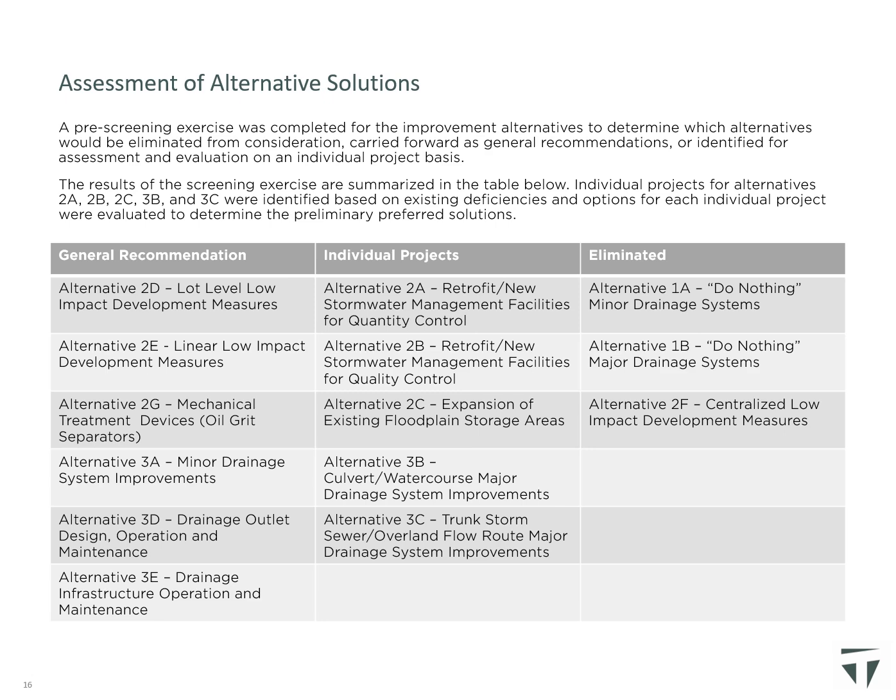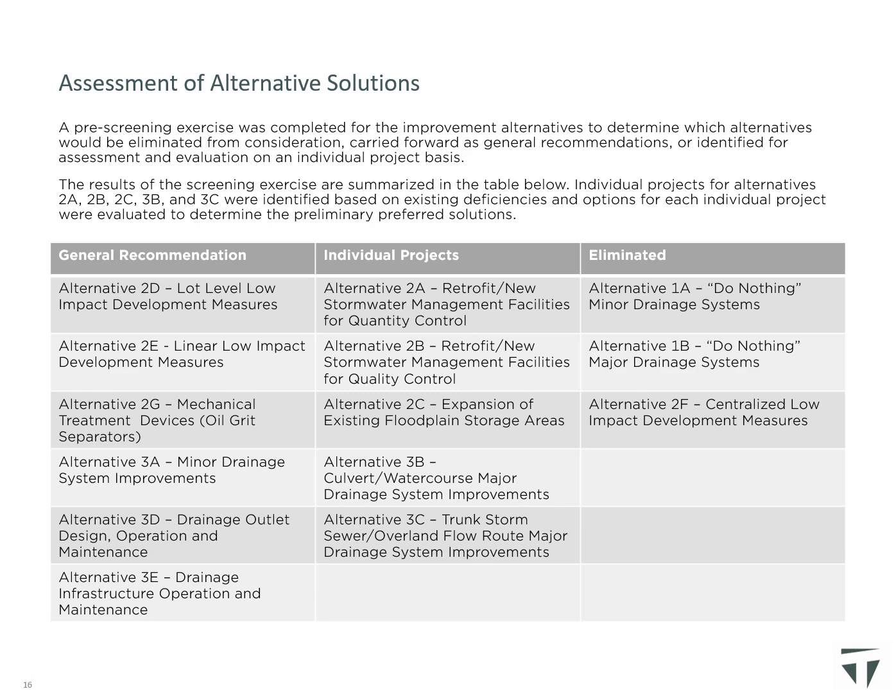The pre-screening assessment identified that improvement alternatives 2A, 2B, 2C, 3B, and 3C should be assessed and evaluated further on an individual project basis. Individual projects for alternatives 2A, 2B, 2C, 3B, and 3C were identified based on existing deficiencies, and options for each individual project were evaluated to determine the preliminary preferred solutions. Alternatives 1A, 1B, and 2F were eliminated from further assessment following the pre-screening exercise. The results of the screening exercise are summarized in the table shown.